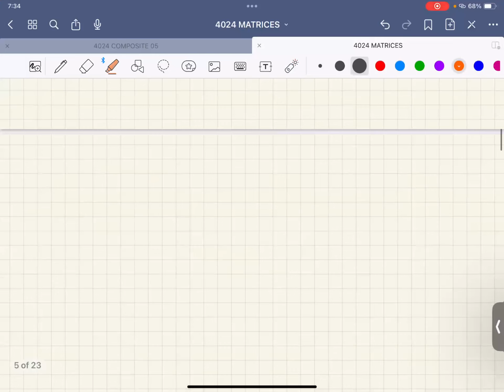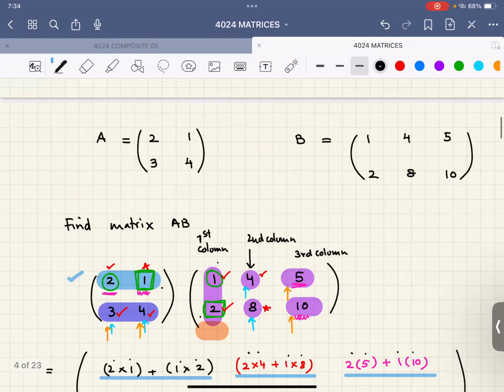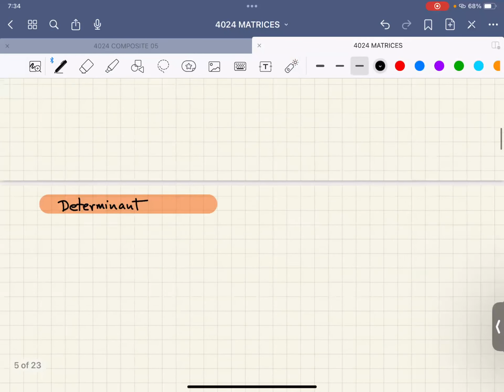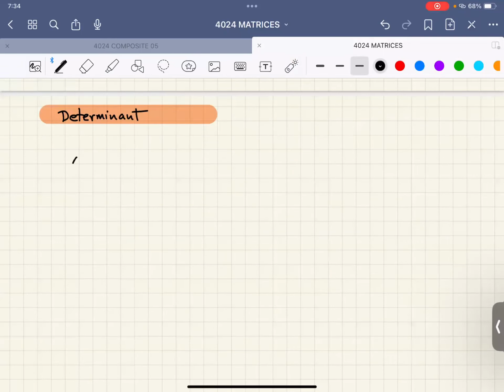Now let's talk about something else. Let's talk about the concept of determinant first. So let me take the same matrix, which is A, 2, 1, 3, 4. So let me write A, that is equal to 2, 1, 3, 4. And when we talk about determinant, we specifically talk about a 2 by 2 matrix only. We only talk about this thing because that's in the syllabus.